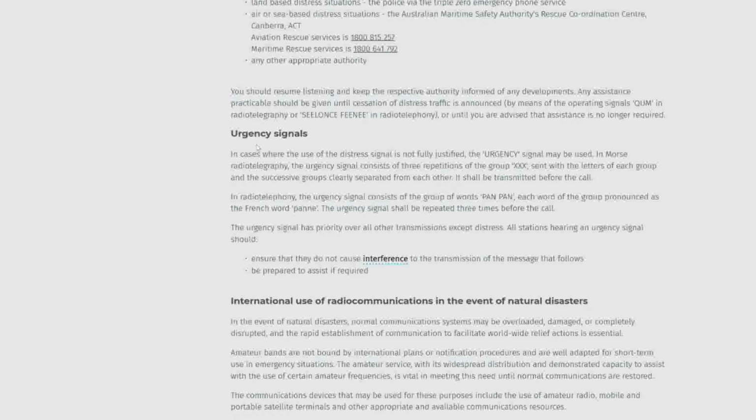So it doesn't have to be all stops out. They need help, but we don't need to send helicopters and planes and everything else out there quick smart. We just need to get to them and to help them, in which case it's an urgency call. Now, in telegraphy or a data mode, that would be XXX, XXX, XXX, followed by the call sign of the station. Or if it's radio telephony, Pan, pan, pan. This is, and your station call sign.